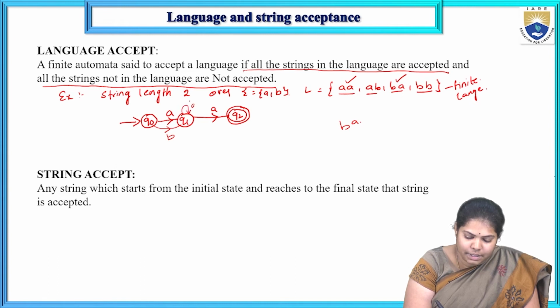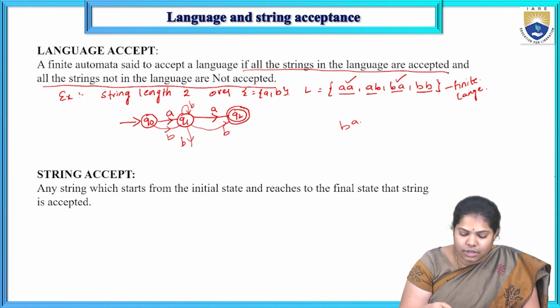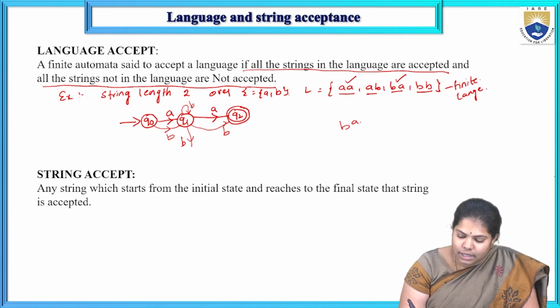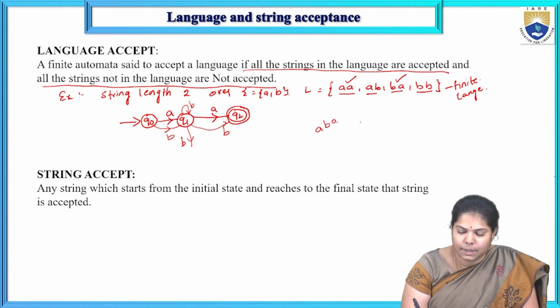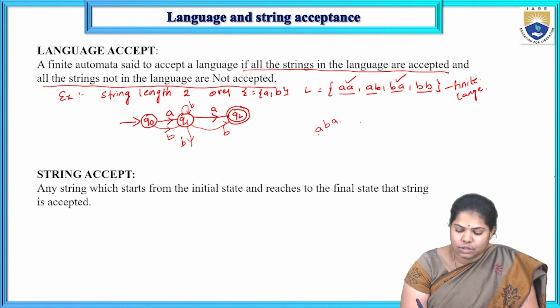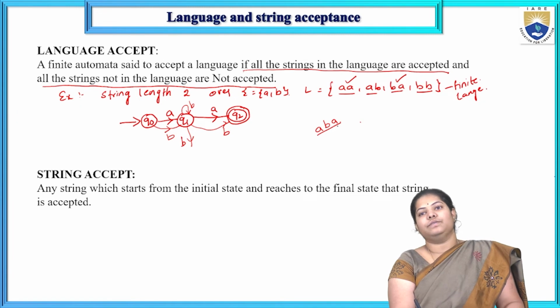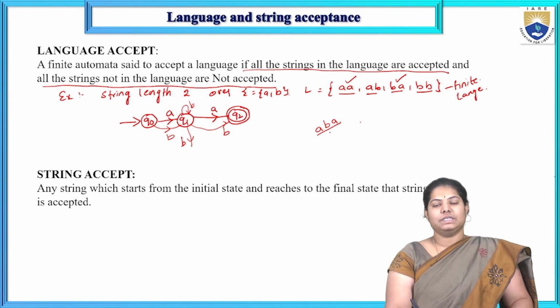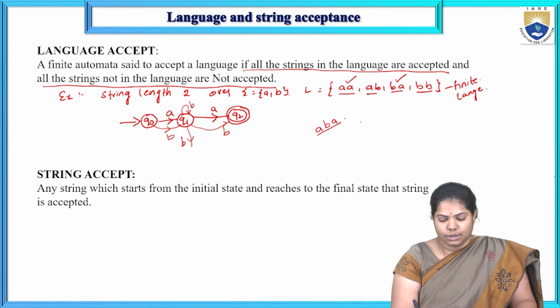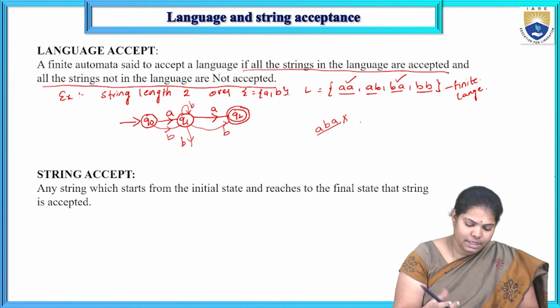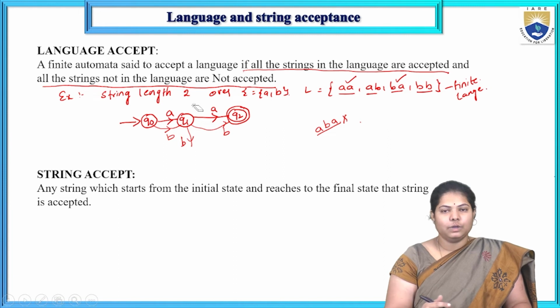I can keep here B, or else send here B, or else I send it to the dead state. If I keep the loop there, I can execute a string called A, B, A. What is the string length of this? It is a 3-length string, so this is not accepted. So the loop is ruled out, or else sending to the dead state.